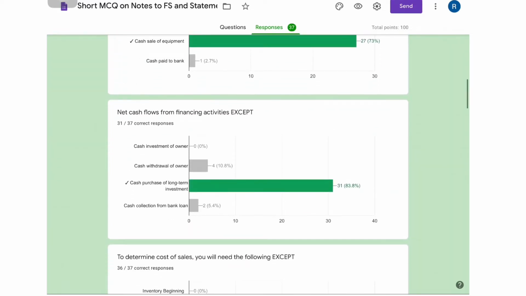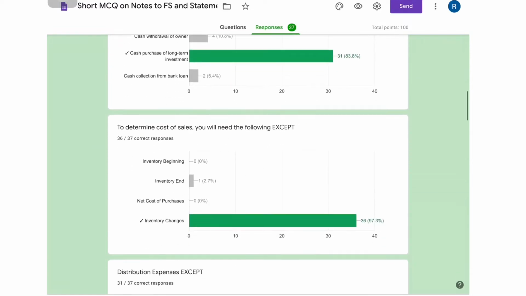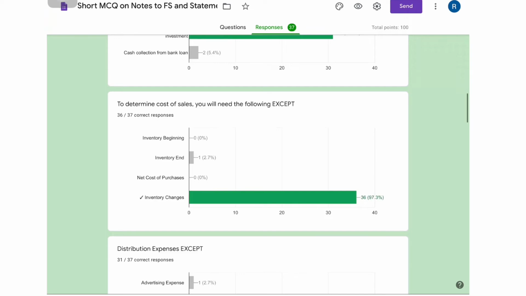Next, cash flows from financing activities except. So look for activities that are not financing. Cash investment is capital, so it's financing. Cash withdrawal is drawing, so financing. And then the last choice, cash collection from bank loan, that's a non-current liability, so that's also financing. Answer is cash purchase of long-term investment because long-term investment is a non-current asset. That's investing. To determine cost of sales, you will need the following except.